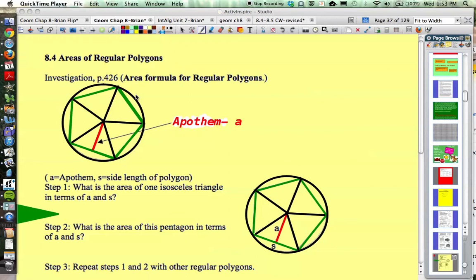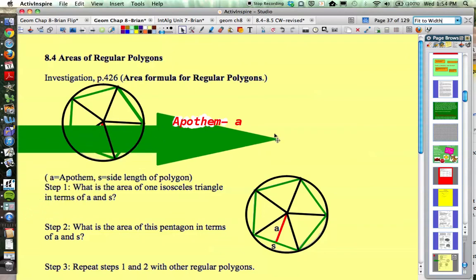On the page, you're going to see a circle, and inside the circle is inscribed a regular pentagon. A regular pentagon is going to have 5 equal sides and 5 equal angles. But in terms of the area, we need to define one other little characteristic here, and the name of it is called the apothem. Apothem, kind of a weird sounding word here, probably not one that you've heard before.